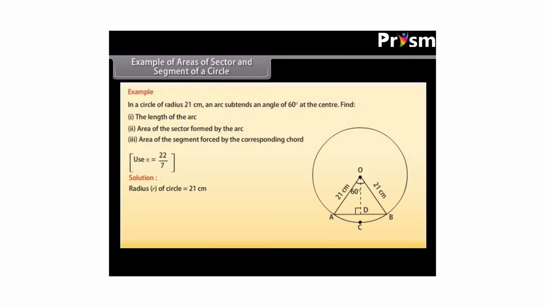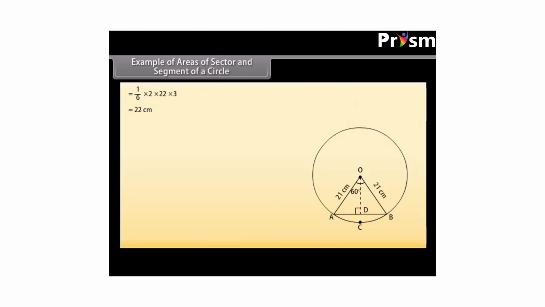Radius r of circle is equal to 21 centimeter. Angle subtended by the given arc is equal to 60 degrees. We know that the length of an arc of a sector of angle theta is equal to theta upon 360 degrees into 2 pi r. Therefore, length of arc ACB equals 22 centimeter. Area of sector OACB is equal to 60 degrees upon 360 degrees into pi r square. Now, by substitution and calculation of the values, we get area of sector OACB is 231 centimeters square.